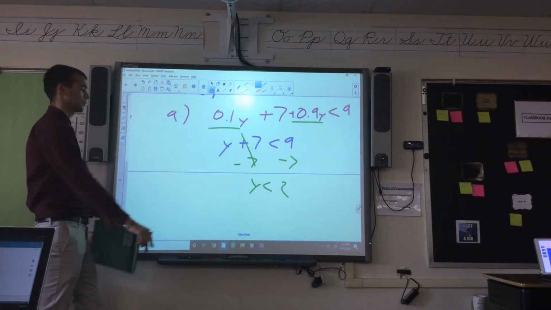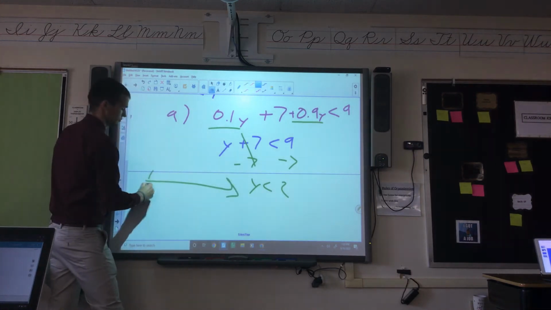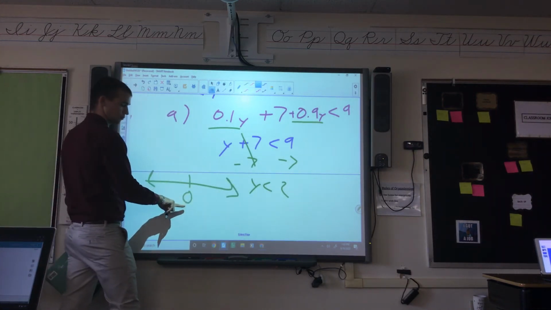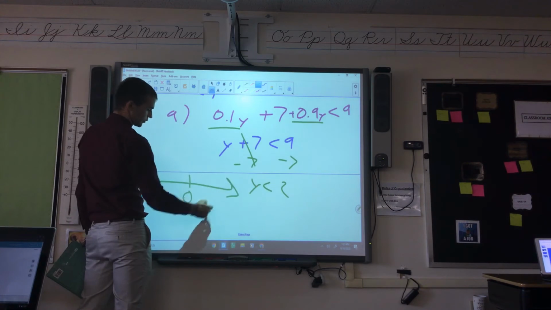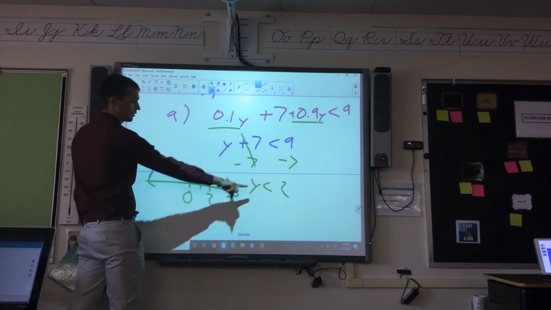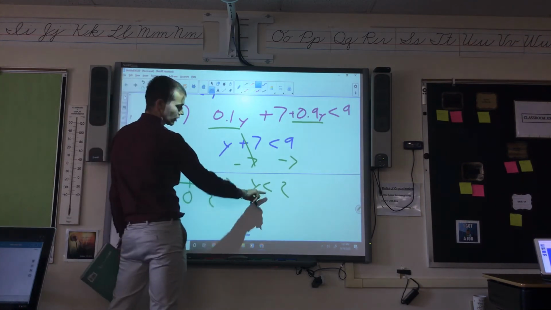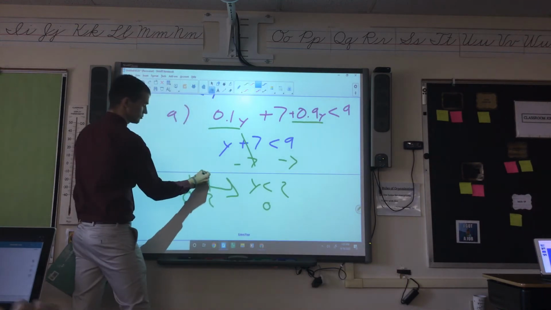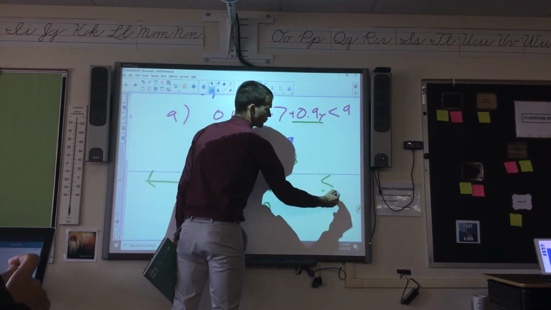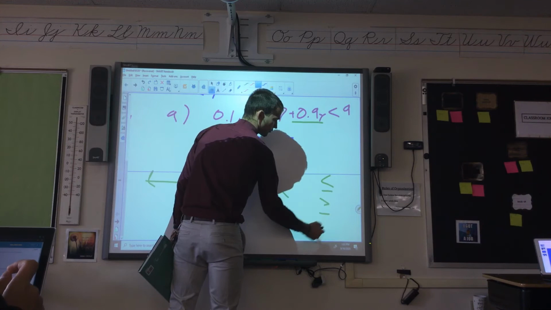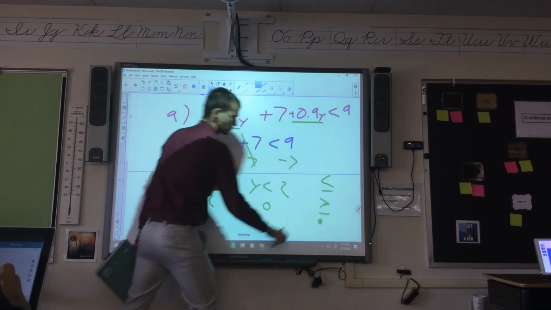After you do that, they also want you to graph the solution set, which is really simple. You always put a 0 in there. I put a 2 in there, 1, 2. If you have a greater than or less than sign, it's an open circle. If you have a greater than or equal to, or less than or equal to, then it should be a closed circle.